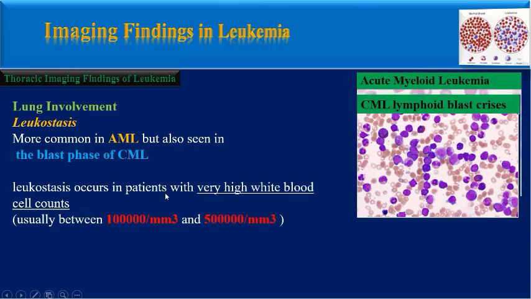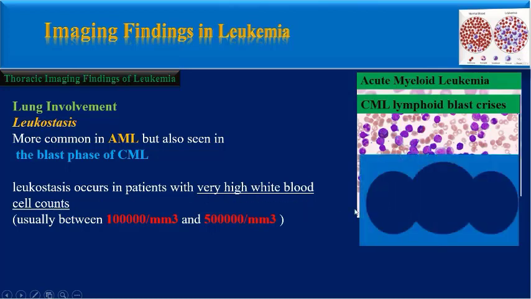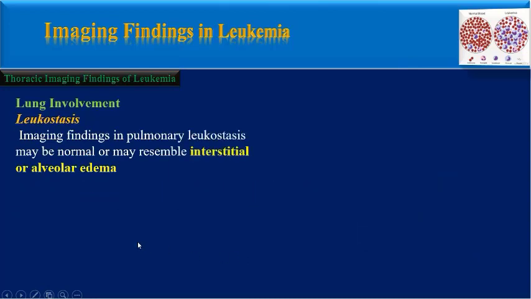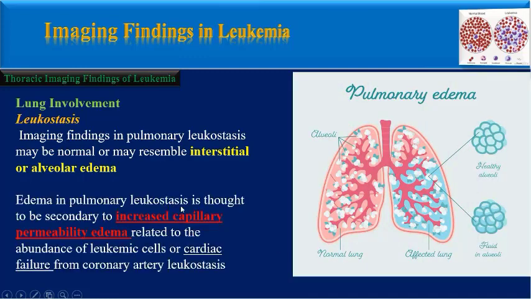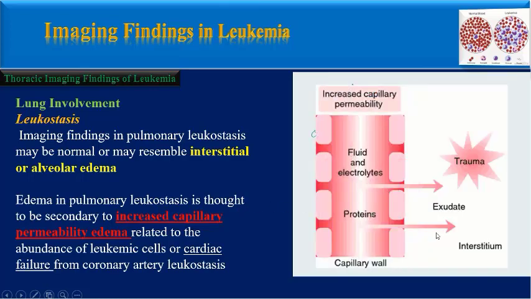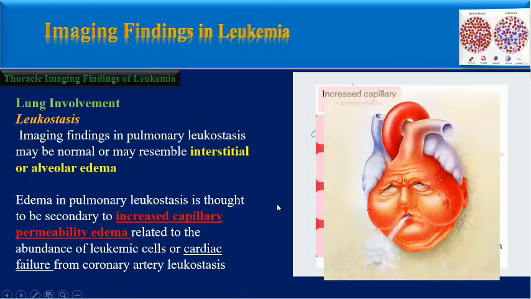Leukostasis occurs in patients with very high white blood cell counts, usually between 100,000 per cubic millimeter and 500,000 per cubic millimeter. Imaging findings in pulmonary leukostasis may be normal or may resemble interstitial or alveolar edema. Edema in pulmonary leukostasis is thought to be secondary to increased capillary permeability related to the abundance of leukemic cells, or cardiac failure from coronary artery leukostasis.